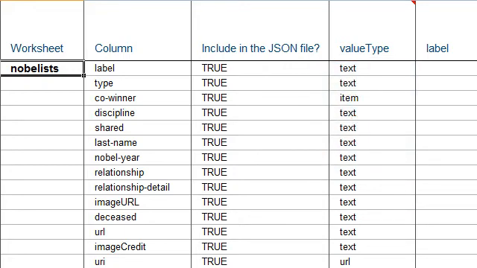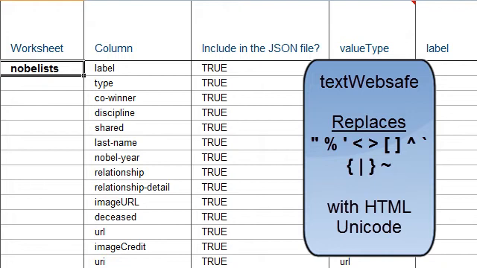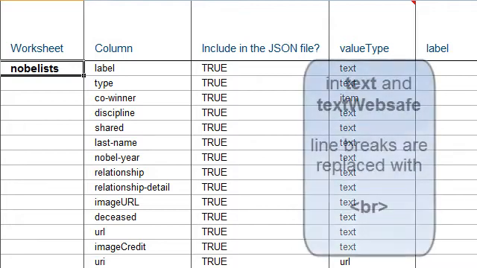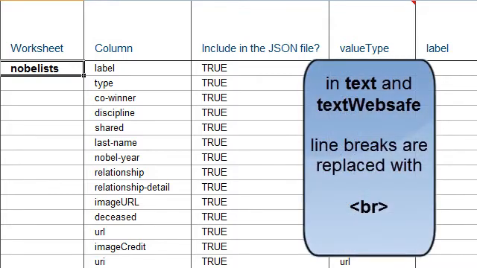I've provided an additional value type for use with this spreadsheet. If you select Text WebSafe, the value type is printed as text, but the data will be cleaned by replacing unsafe characters, such as pointy brackets, with the HTML Unicode. Also, in both text and text WebSafe, line breaks in your Excel data are replaced with the HTML code for a line break.